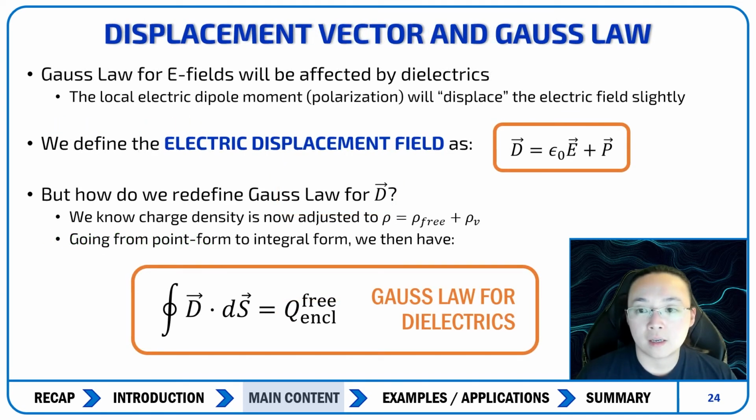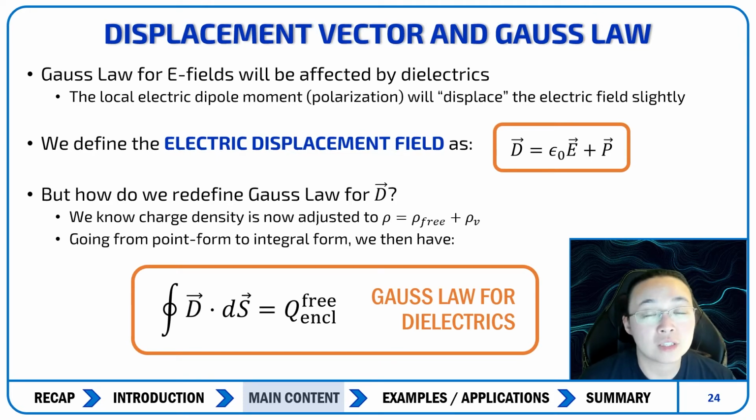So next, I do want to go back a little bit and talk about Gauss' law. Gauss' law was good for conductors. It was good for objects with some sort of net charge or Q enclosed. But if you have a dielectric, things do change a bit when it comes to Gauss' law. There is a reason for this.